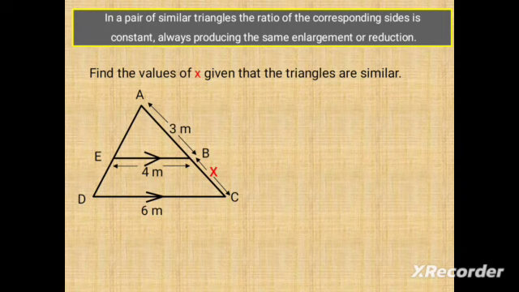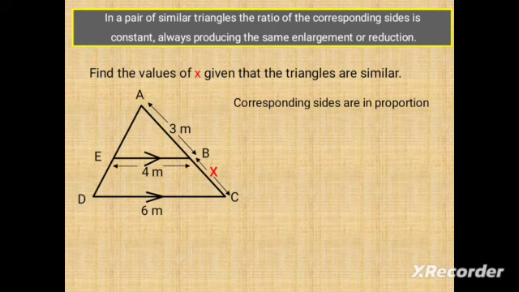So, we can see AEB and ADC to be similar. Therefore, corresponding sides are also in proportion. So by comparing their ratio, we have AB and AC, so we equate it to EB and DC. So we can see EB and DC.